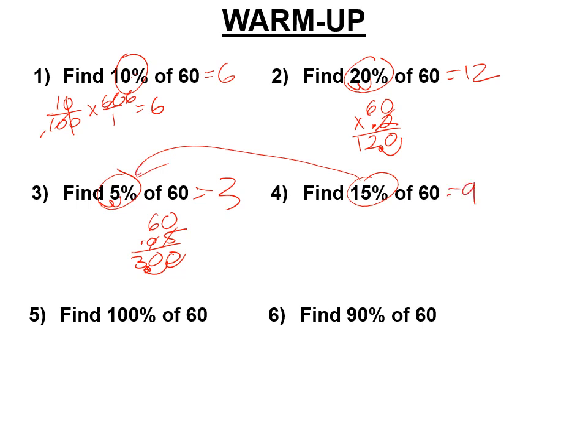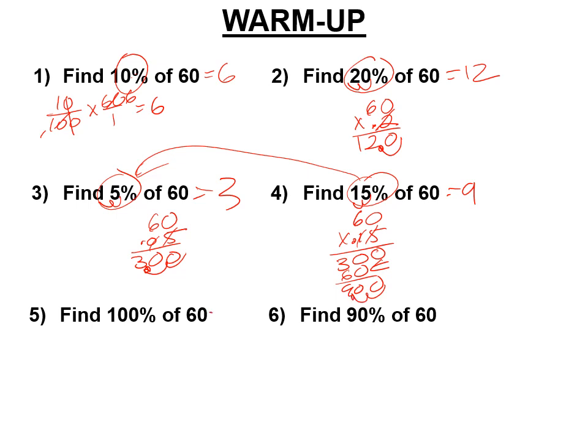That should be 9, but let's show the math. 60 times 0.15, and 5 times 6 is 30. Step over, 1 times 0, 1 times 6. Move the decimal twice, yeah, 9.